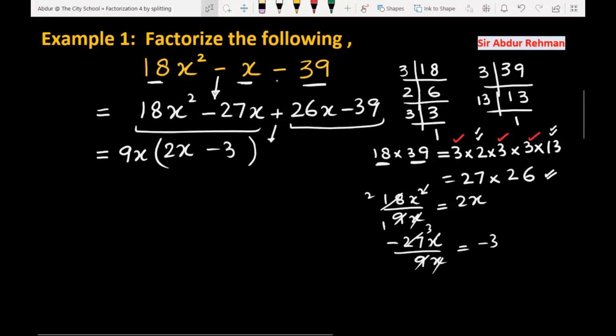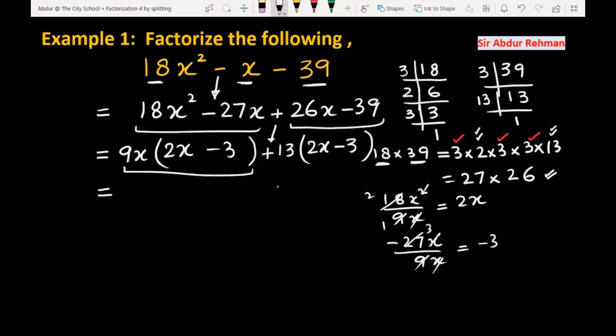So this plus sign is copied here, and 13 is common. When you divide 27x by 13, you will get 2x. And when we divide minus 39 by 13 as common, we will get minus 3, because 13 times 3 is 39. Now, there are two terms here, and make sure your brackets are the same. The second bracket must be 2x minus 3.